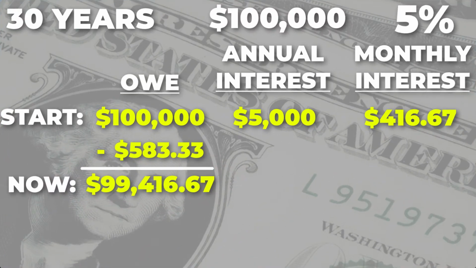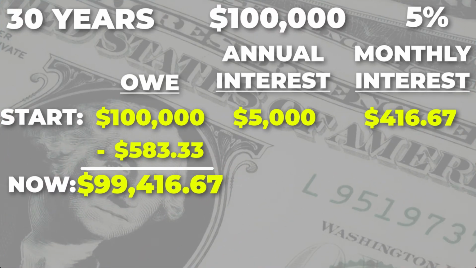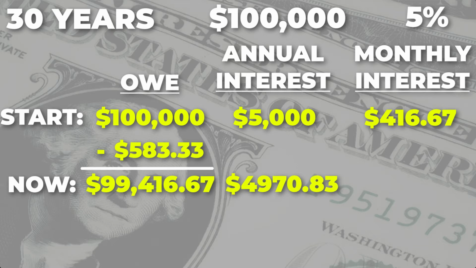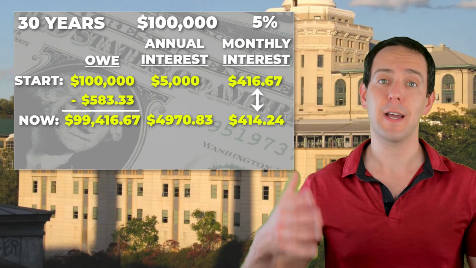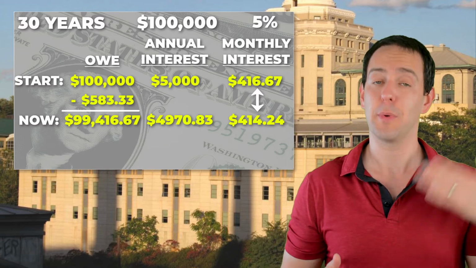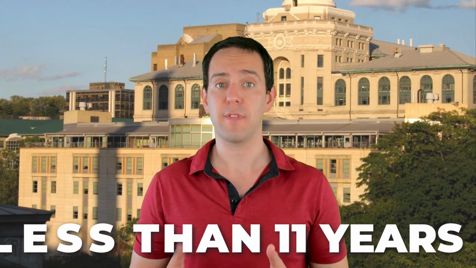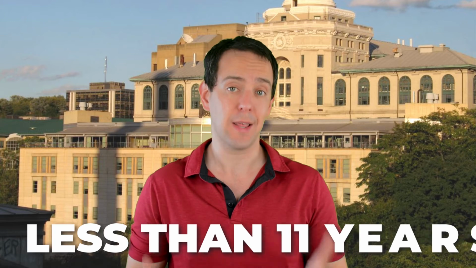You still owe 5% interest, but now it's 5% interest on $99,416.67. That works out to $4,970.83 per year, or $414.24 per month. Note that this is now a bit less than you owed in interest last month. Again, this may seem like a tiny difference, but it matters a lot when we repeat this step over and over again. If you kept paying $1,000 each month, a lot more than you owe in terms of interest, you'd actually wind up paying off that $100,000 loan in just under 11 years.